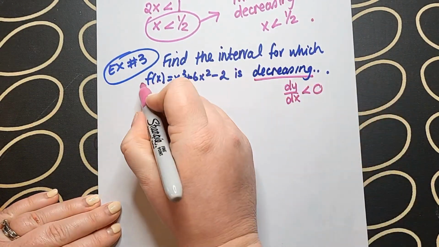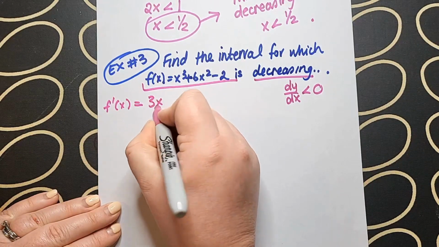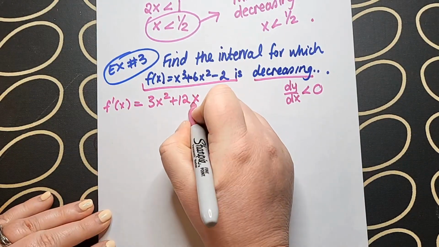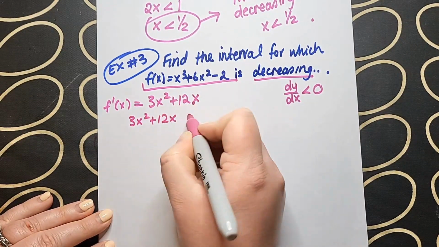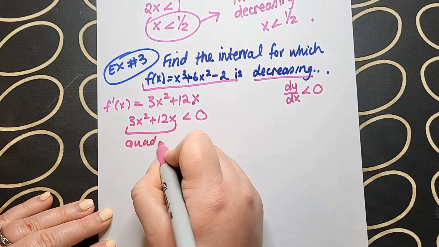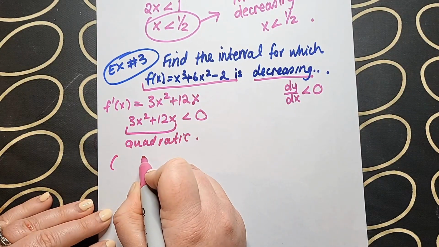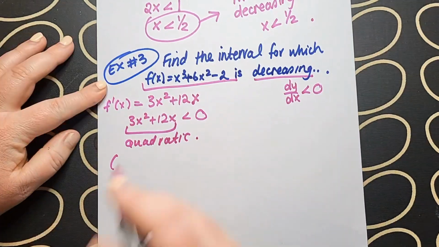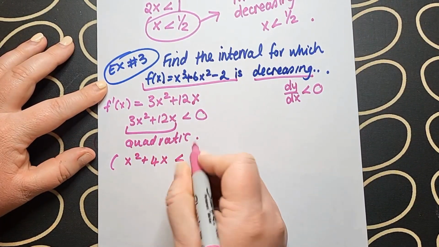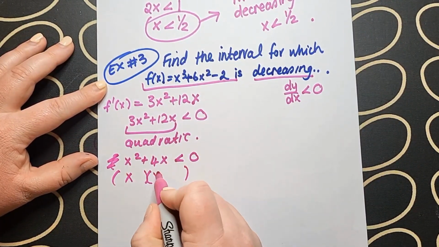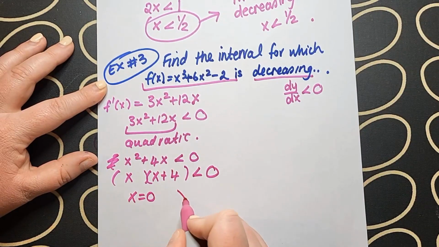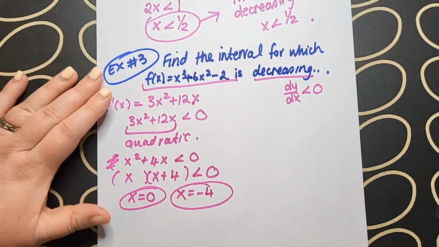Third example, we have a cubic. So we have x cubed plus 6x squared minus 2. Again, is it decreasing? Well, we know that means dy dx is less than 0. What are you going to do? You're going to differentiate that cubic. You get 3x squared plus 12. You're going to let that less than 0. And you end up with a quadratic. You're going to solve it.